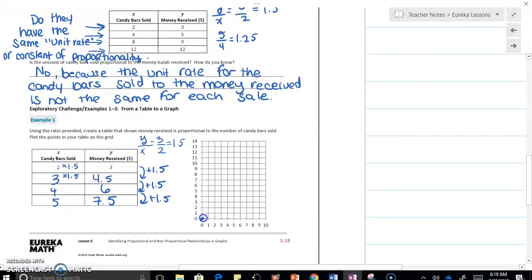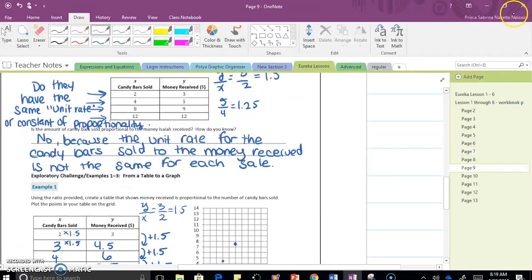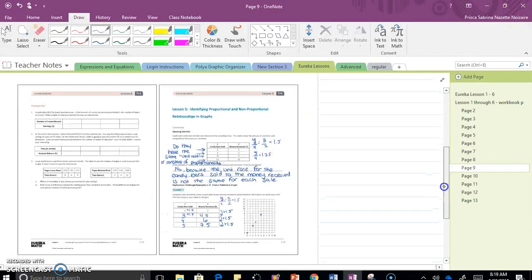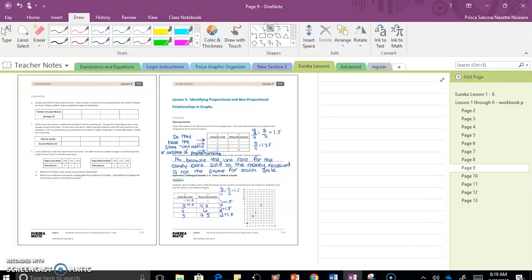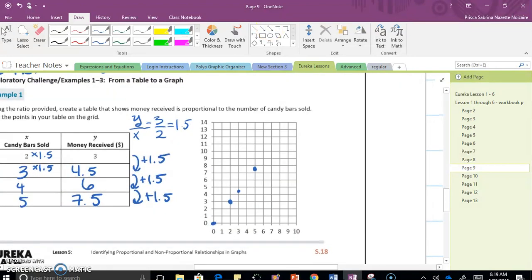Okay, so we're at 0. And we're at 2, 3. Then we're at 3, 4.5. So right about here, I would say. And 5, 7.5. Right about here. And if I kept going, I could see more points. The more points you have, the better your line is. I'm going to go ahead and use the straight line tool so that I could draw a nice arrow through my points.